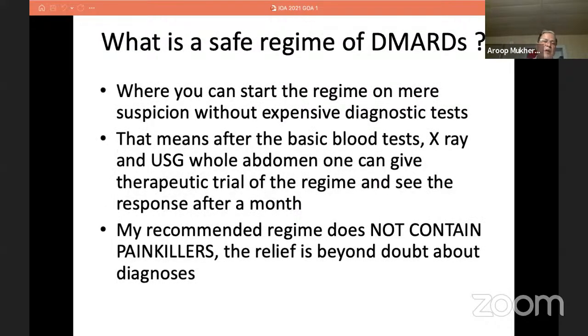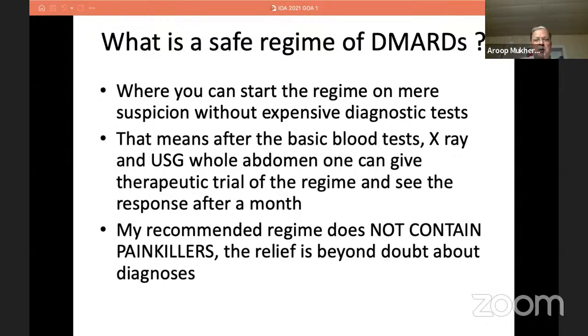What is a safe regime of DMARDs? Now, DMARDs are fraught with a certain amount of fear in clinicians that they may cause side effects or adverse effects. But a regime should be so safe that merely on a suspicion of an autoimmune disease, you can start the regime without causing serious side effects. That should be the hallmark of a safe regime. That means after the basic blood test, X-ray, and ultrasound whole abdomen, one can give a therapeutic trial of the regime and see the response after a month.